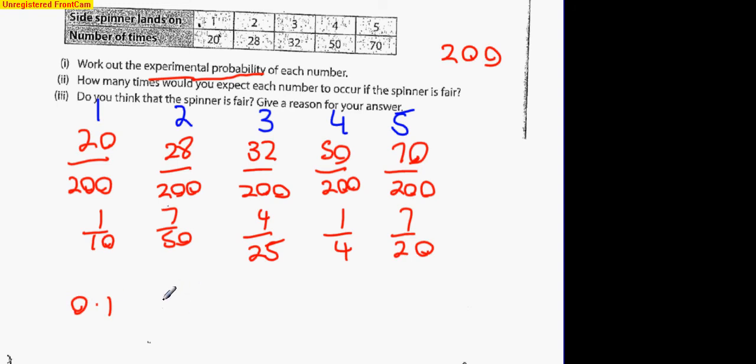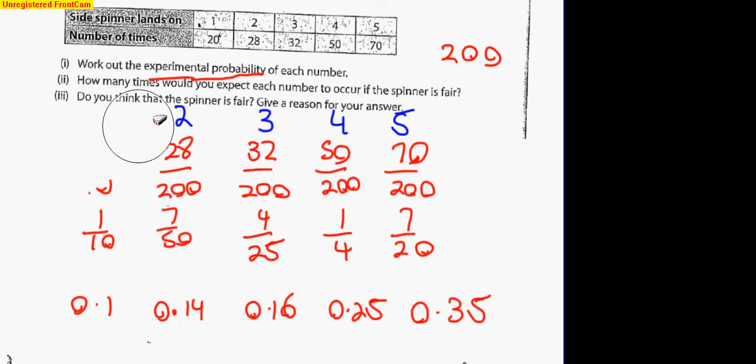Okay, so what's that going to be? That's going to be 0.1. That's going to be 0.14. This is going to be 0.16. 0.25 and 0.35. If you've done them right, it should all add up to 1.0. Okay? Now, that's done, and we have our 2 sets of answers here.